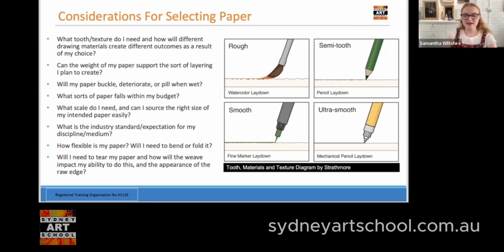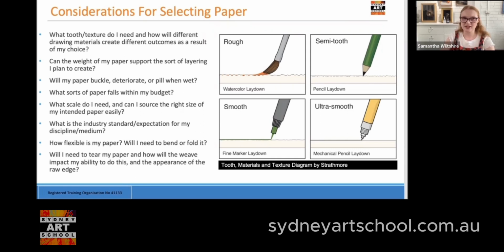And then also a similar thing, if you're doing collage art or maybe more contemporary processes which involve paper, then you might want to think about how that paper tears. So will it tear? And if it tears, how easily will it tear? And what will that raw torn edge look like? Will that give you the aesthetic outcome you're hoping to achieve?